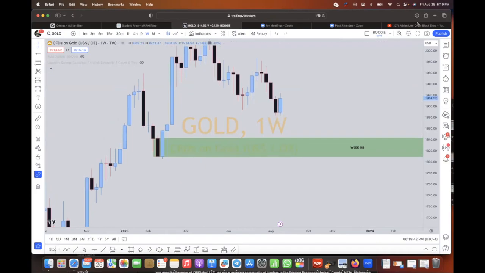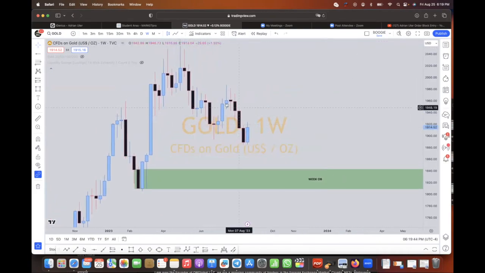Okay. Let's take a look at this. I'm just going to mark up 2 areas for gold real quick. Opposing candle.